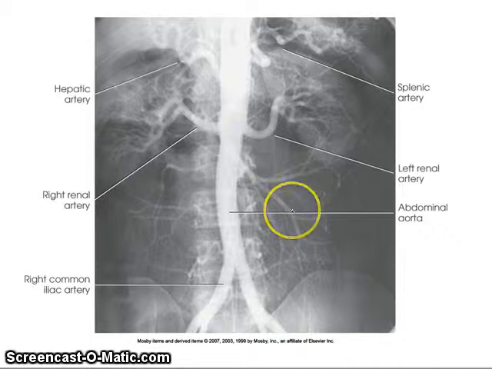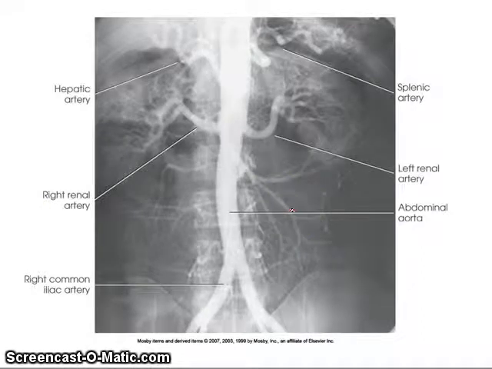Okay, then we get to the abdominal aorta, which goes from the diaphragm down to where it bifurcates. So the first ventral branch, and remember, ventral means anterior or in front of the body, dorsal means posterior or the back of the body. The first ventral branch off the abdominal aorta is the celiac artery, and it's in this area here.